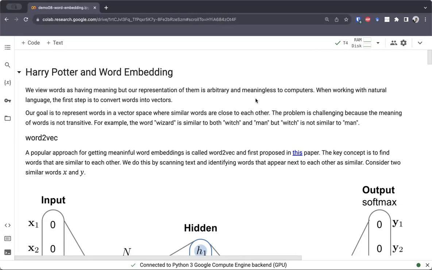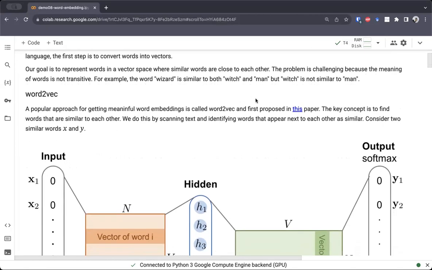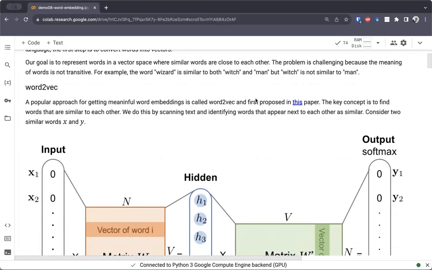Today we'll talk about two approaches to this problem. The first approach is something called word-to-vec. Vec is short for vector here, so it's a way of encoding a word into a vector. Word-to-vec is a quite popular approach that was proposed, I think, in the early 2010s. The key concept is to find words that are similar to each other. We do this by scanning a bunch of text and identifying words that appear next to each other. And if they appear next to each other, we'll suppose that they're similar.